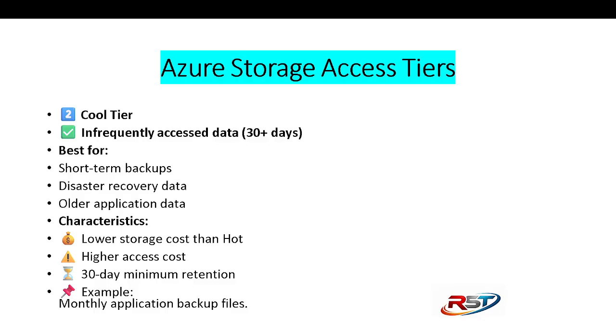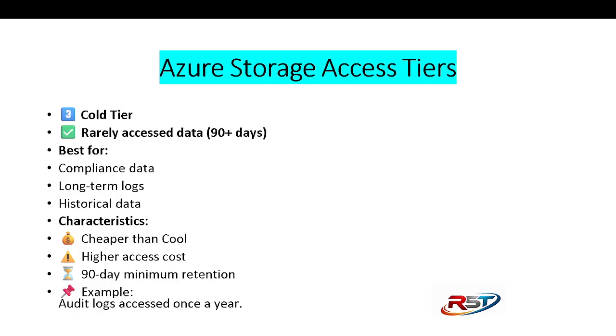Next one is cool tier, infrequently accessed data, 30 plus days. Best for short-term backups, disaster recovery data, older application data. Characteristics: lower storage cost than hot, higher access cost, 30 days minimum retention. Example, monthly application backup files.